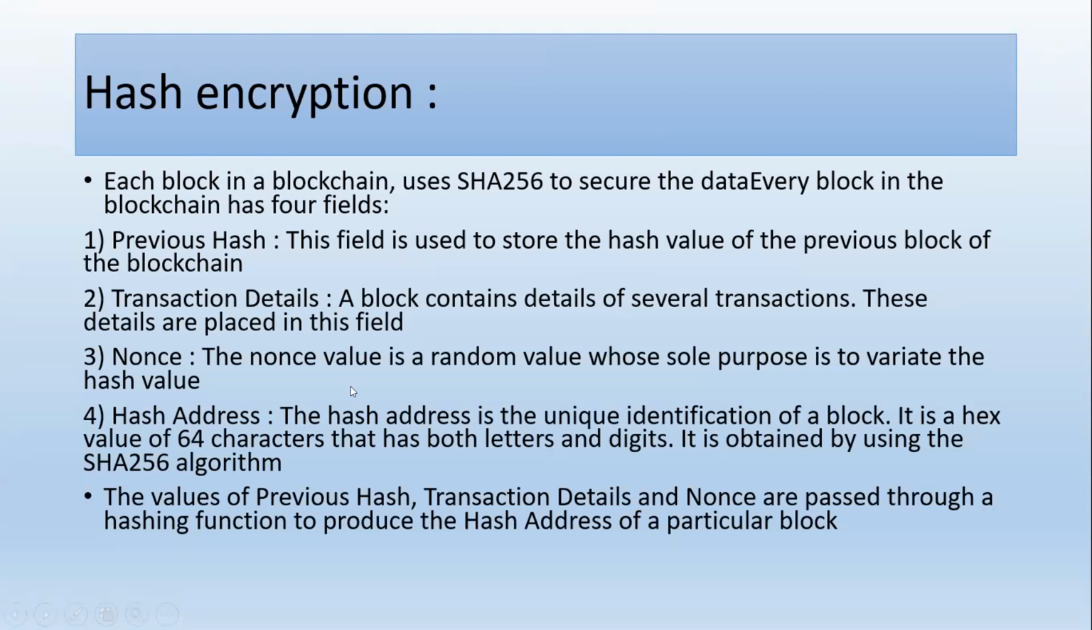So the nonce is nothing but a random value which is obtained by solving a mathematical puzzle. Then the hash address. The hash address is a unique identification of the block. It has 64 characters that have both letters and digits, and it is obtained by using the SHA-256 algorithm. Then the previous hash, transaction details, and the nonce are passed through a hashing function to produce the hash address of a particular block.